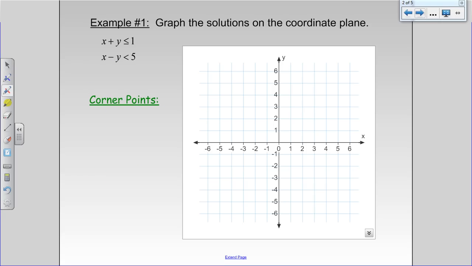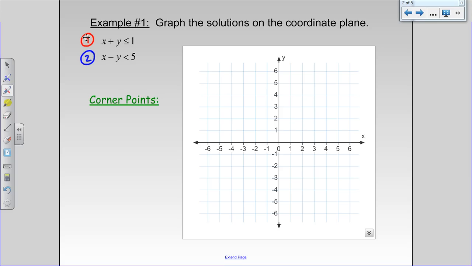In our first example, inequality number 1 is x plus y is less than or equal to 1. We'll graph the solutions of that inequality in red. And inequality number 2 is x minus y is less than 5. We'll graph the solutions of that inequality in blue.